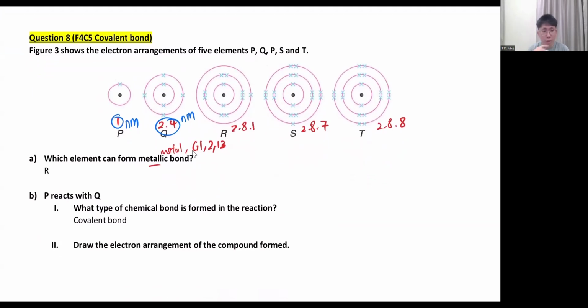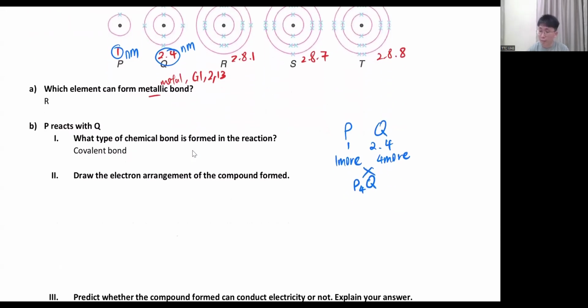Okay, so how do we draw? Before you draw, identify the chemical formula first. P, as we know just now, is 1, Q is 2.4. Guys, as I said, always ask yourself how many more. So P needs 1 more. Why does P only need 1 more? Because it needs 1 more to become duplet. Then Q needs 4 more to become octet. So exchange the numbers: P4Q. You need to draw 1 Q in the middle, and 4 P on the up, down, left, right. So you're going to get something like this.